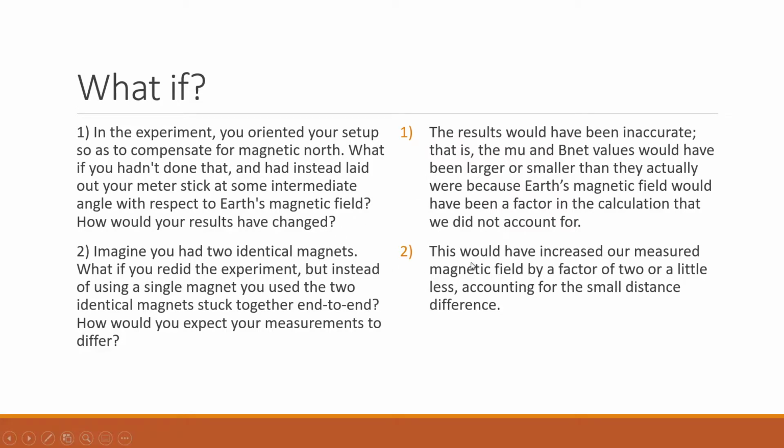If we had 2 identical magnets, this would have increased our magnetic field by a factor of 2 or a little less, and that's accounting for the small distance difference for putting one magnet behind the other one or in front of the other one. It's not quite at the same observation location, so the distance is going to be a little more or a little less than 2, whether we put it in front of or behind the original magnet, respectively.